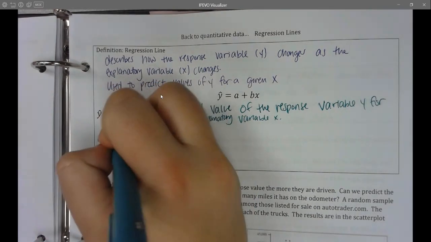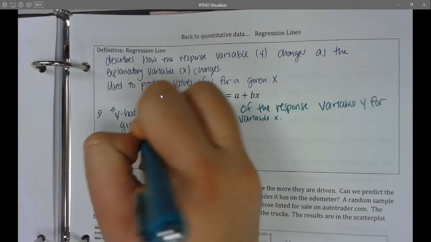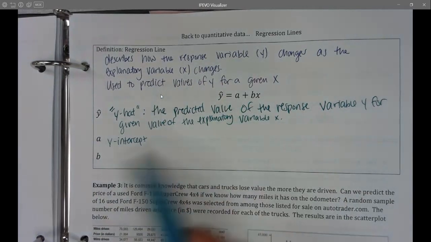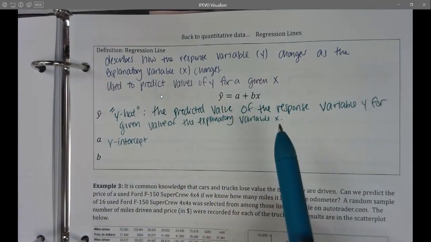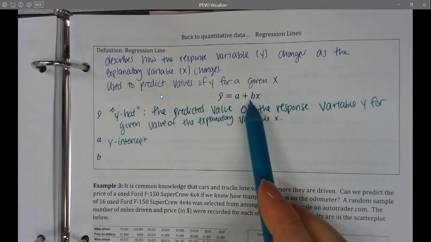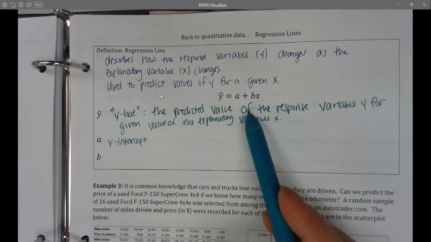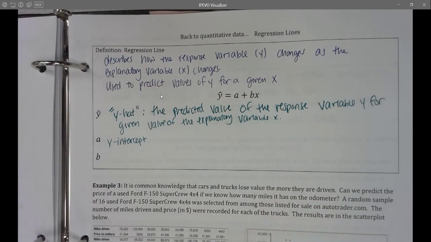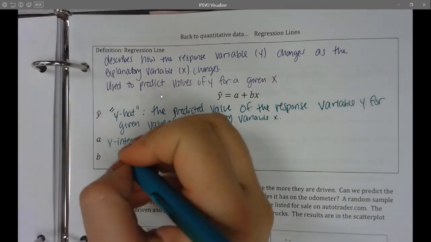A is the y-intercept. Okay, just like it would be if you had mx plus b, these would be flipped around. You'll notice that b is still on there, but now b is the slope, not the y-intercept. In this case, a is the y-intercept. This is just how the College Board writes it, so this is the format that I want you guys to get in the habit of. B would be the slope.